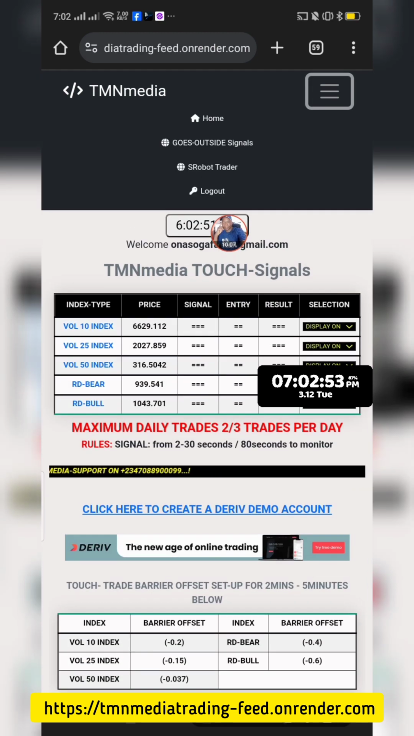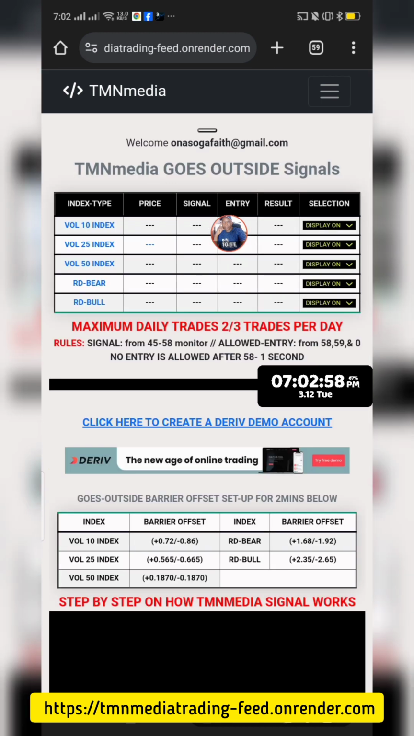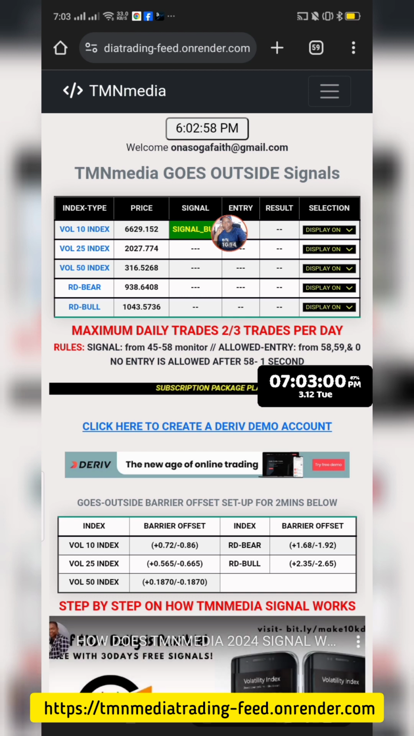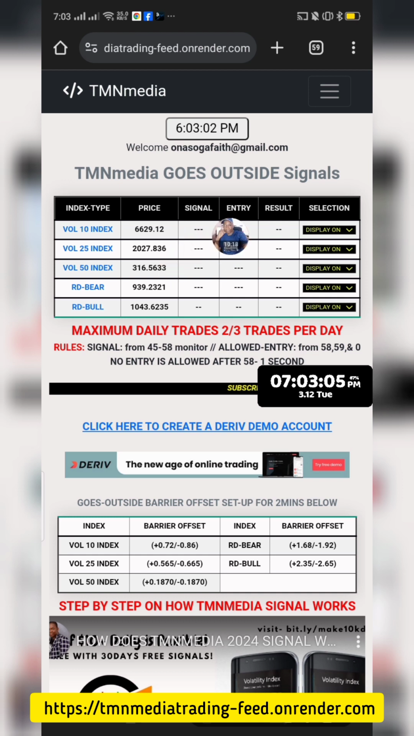But you see here, you have goes outside. Goes outside signal is surplus. As I open it now, you see another signal. While I've been talking to you, multiple signals showed up, even the one I was not able to record, because I didn't press record. I just didn't bother. Now I need you to understand this signal setup. It has its own rule. These are the barrier offsets, and it has its own rule.